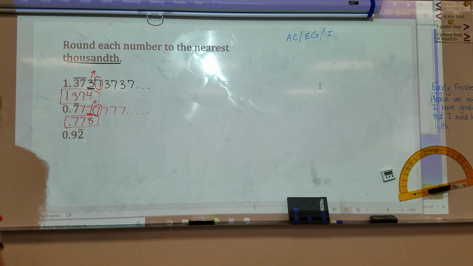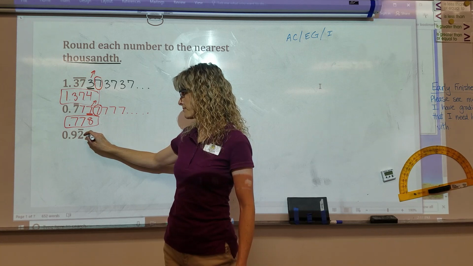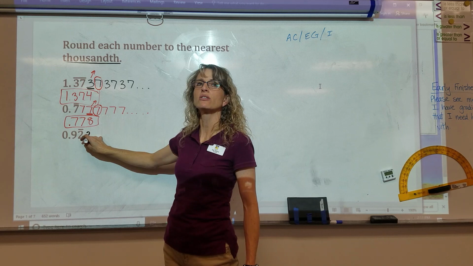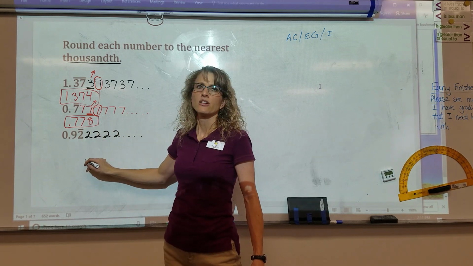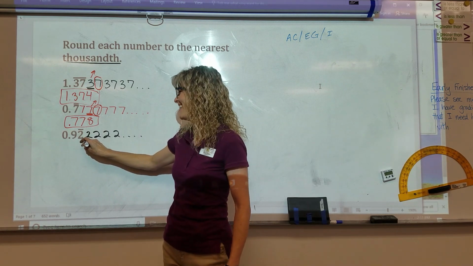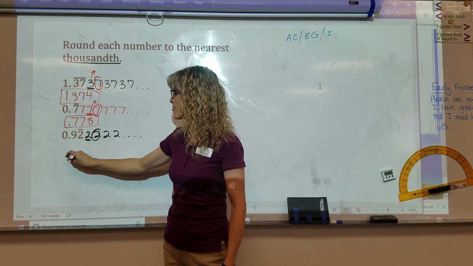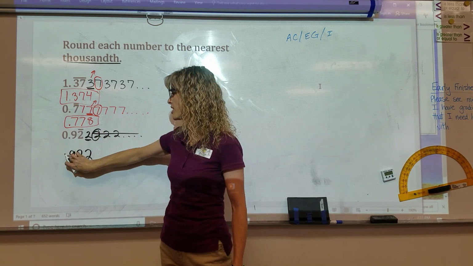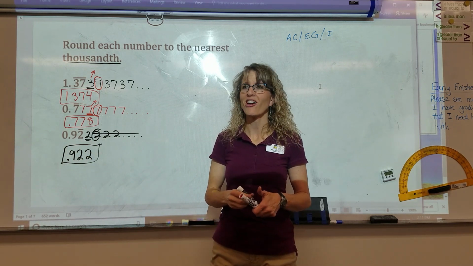All right, let's call on Kaylee. What's my next couple digits? It's 9292, 2222, okay. All right. 3rd decimal place? Yeah, the 2. And it stays a 2. What happens to all the rest of the 2's? They just go away. They're zeros. We don't need them anymore. Okay, how many of you had 0.922? Okay, awesome. You're getting this.